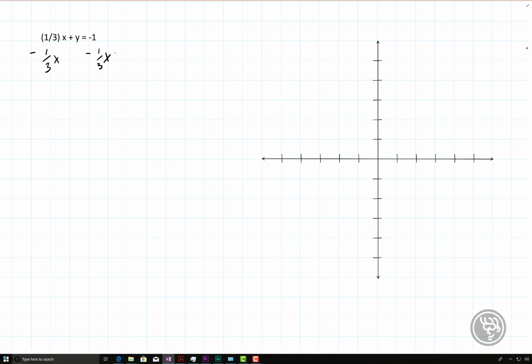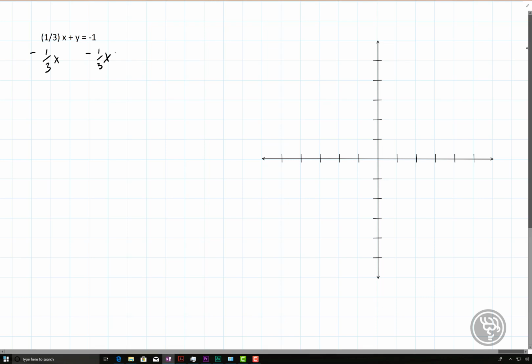You want to do the opposite. So if it's addition, you subtract. If it's subtraction, then you add. So all we're doing is moving the 1/3 over to this side. So it's going to become negative now. So now your y is equal to minus 1/3 x minus 1. And there you have it. You have your slope. So your m is going to be negative 1/3. It's already there for you.